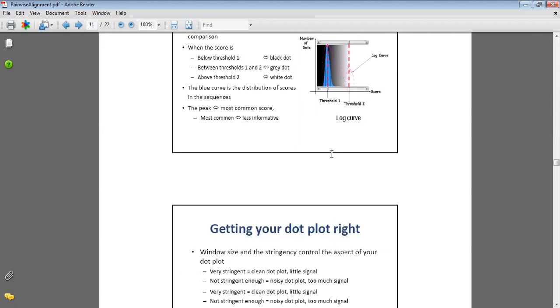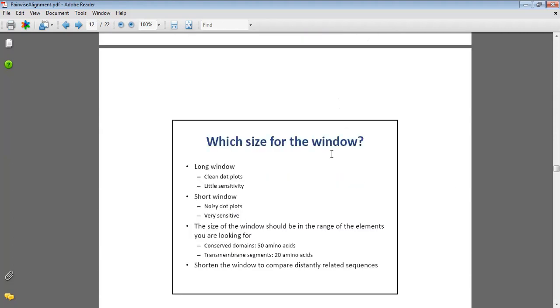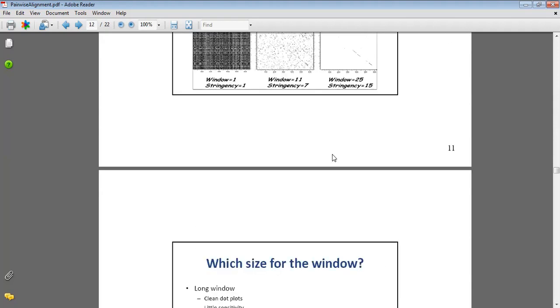So this is pairwise alignment and the dot plot method.